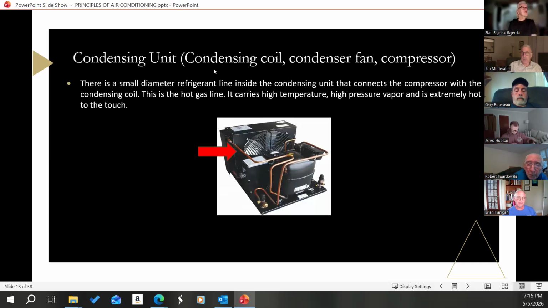So the condensing unit, which is comprised of the condensing coil, condenser fan, and compressor. So there's a small diameter refrigerant line inside the condensing unit that connects the compressor with the condensing coil. That's this guy right here. All right, so it's going to the compressor and the condensing coil. This is the hot gas line. It carries high temperature, high pressure vapor, and is extremely hot to the touch. If you leave your finger on it, you're going to burn.